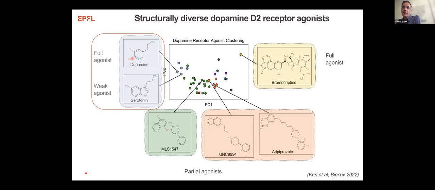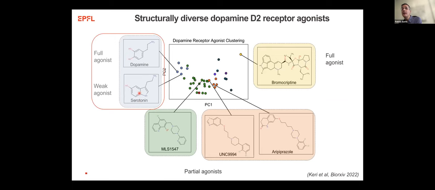And interestingly, in the same cluster, there was another ligand which is actually a very weak agonist. So it has very weak binding affinity to the dopamine receptor, and yet it has a very similar structure to dopamine. So we were wondering, if our hypothesis is right, whether we can actually increase the allosteric response of the receptor to dopamine, and basically, with the same design, also elicit a stronger response upon binding to serotonin.